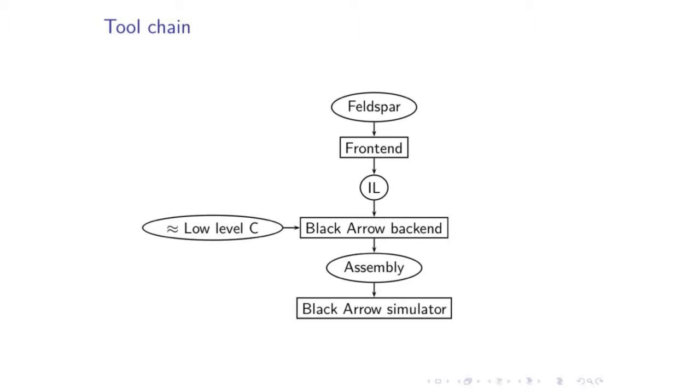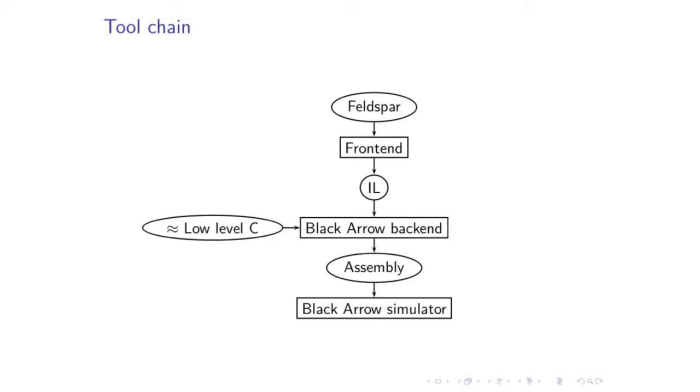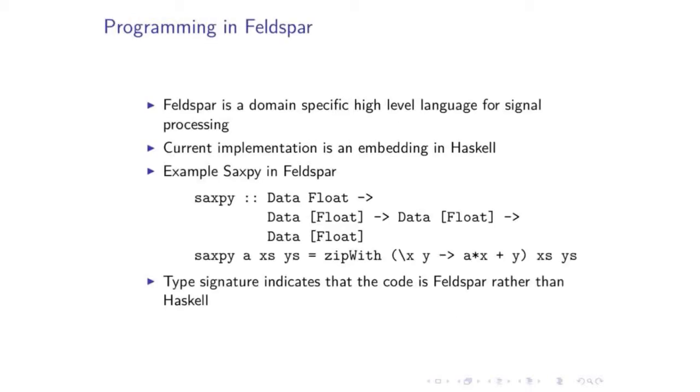So we started out working with a high level language called Feldspar, a domain specific language for signal processing, which is based on the general paradigm of functional programming, and we have some code for that, and a compiler chain for that. We also realized that for the cases where we don't generate good enough code from Feldspar, it's good to also have a sort of backdoor. So this is our inline assembly. And we have a simulator for it.